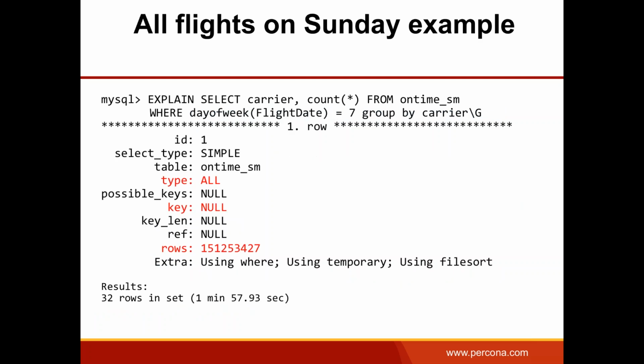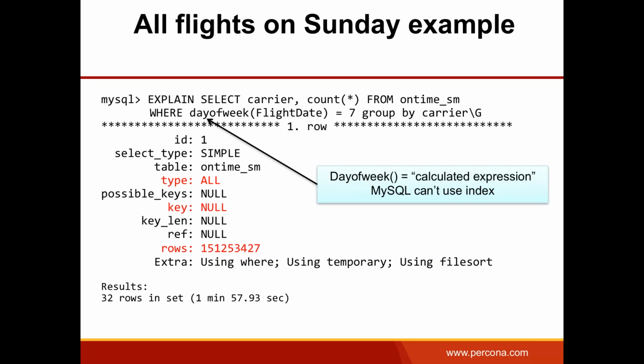Let's say that I'm only interested in the flights on Sunday. Again, this is across 20 years, but I want to only find the flights that depart on Sunday. So I extract the day of week out of the flight date and filter. Again, day of week is a calculated expression, and MySQL will not be able to use an index in this case. And again, this is slow. This is 1 minute. It's even slower than extracting a year. So what do we do in this case?